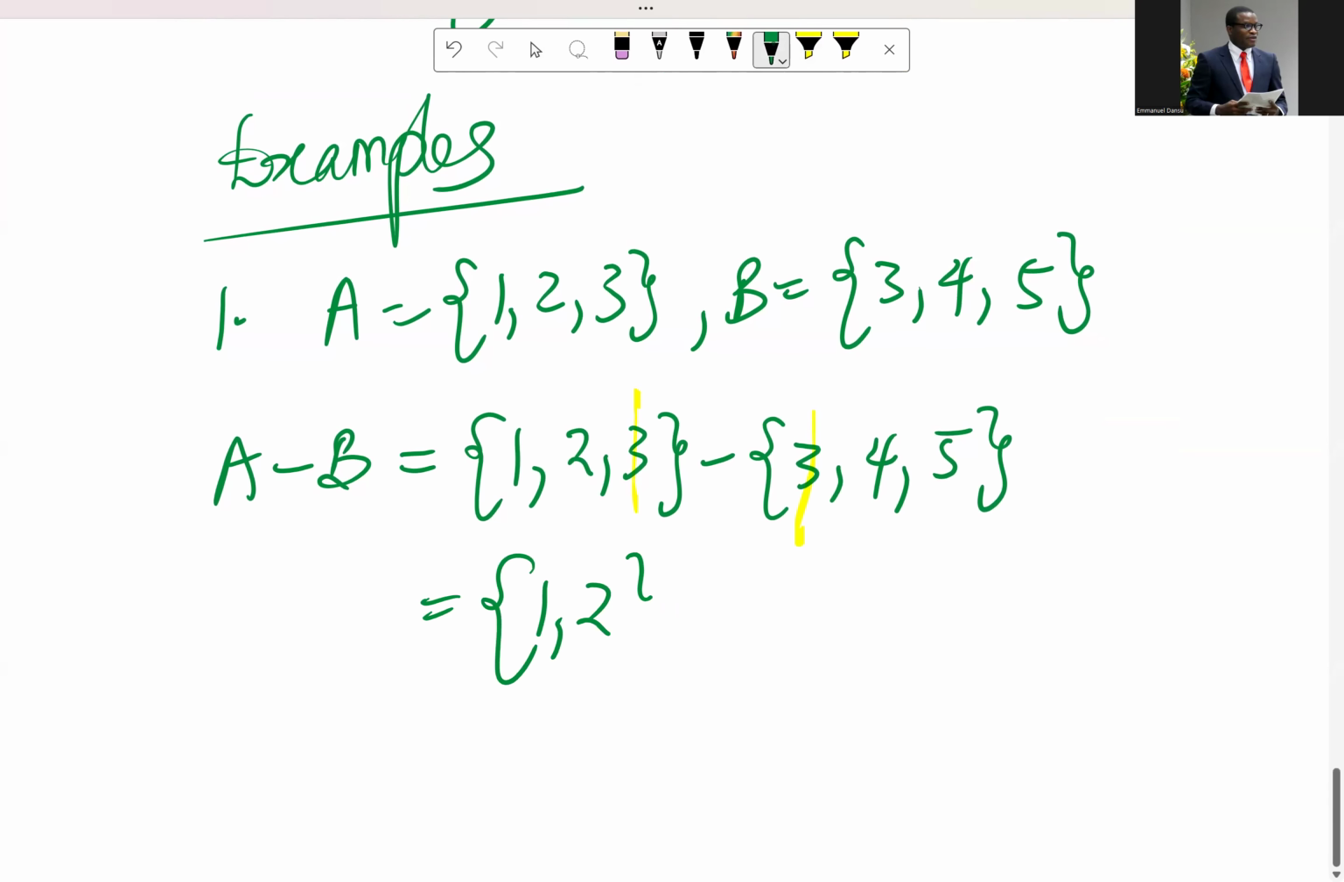So 1, 2. Just like we said, A minus B is elements in A that are not in B. So elements in A that are not in B. 3 is in B.